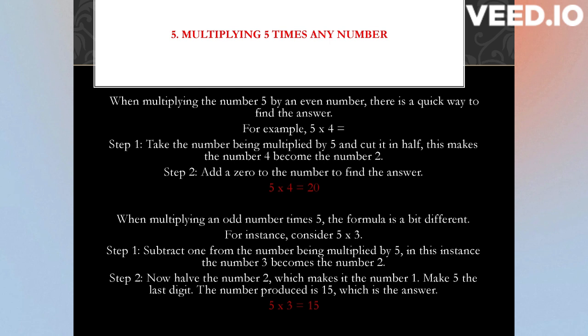Then make 5 the last digit of the number. So make 5 the last digit. So what you will get? The number produced is 15. So here you'll get the answer as 5 into 3 is 15. This is simple, children. Again, I'm telling you, I have taken a simple example to give a clear explanation. Just try these with all other examples, whatever you want. Okay, these are the tricks we can follow.